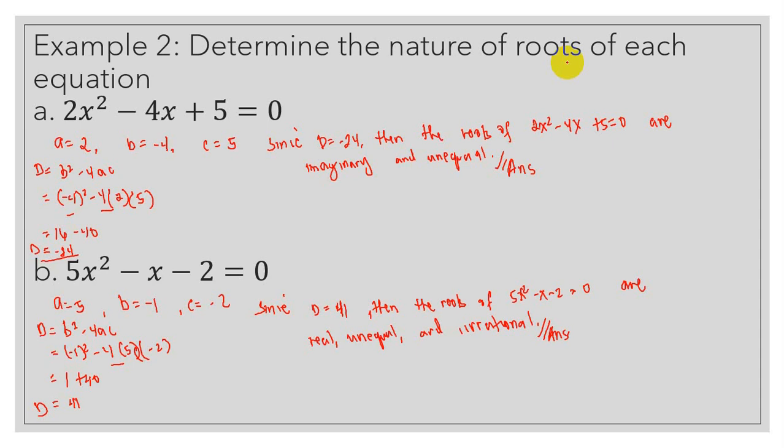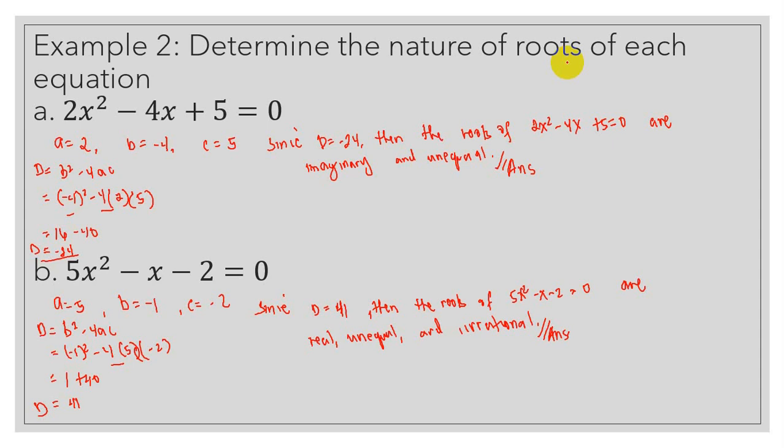Then the next thing is, if the positive discriminant is not a perfect square, we can say that it is real, unequal, and irrational. Then if you got 0 as the discriminant, it is simply real, equal, and rational. Then lastly, if it is a negative discriminant, we can say that the nature of roots are imaginary and unequal, as simple as that.